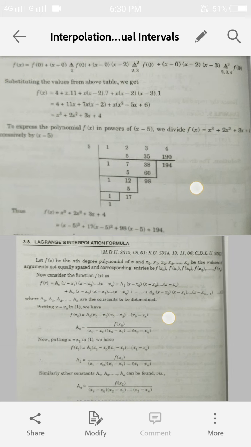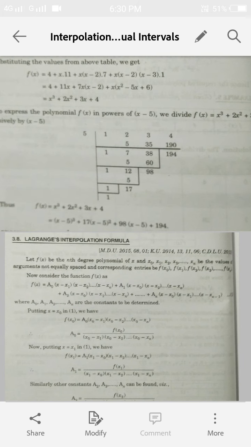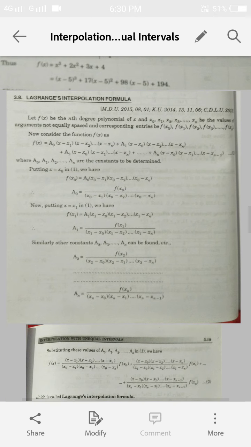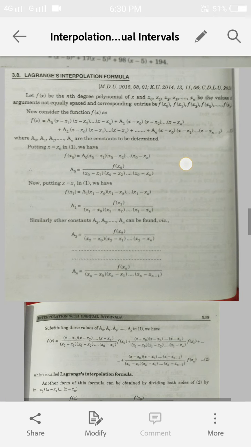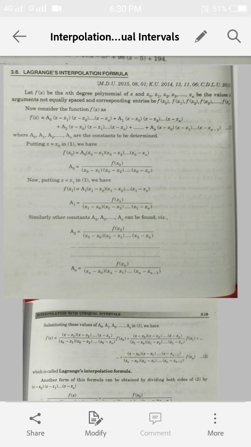So this is Newton's divided interpolation formula, and we have seen how we can use this formula for solving a particular problem that comes under interpolation with unequal intervals. Now we move on to the second formula, and that is Lagrange's interpolation formula. First we will derive its expression.